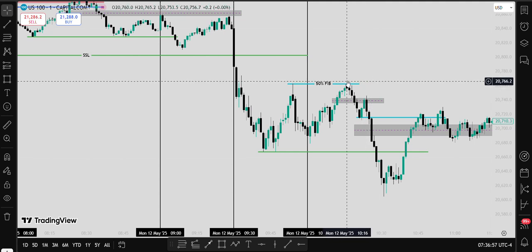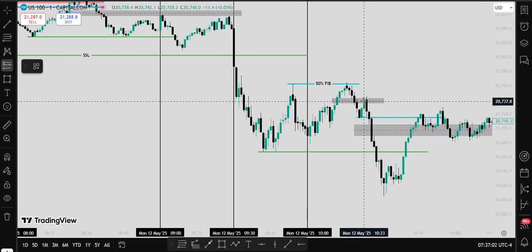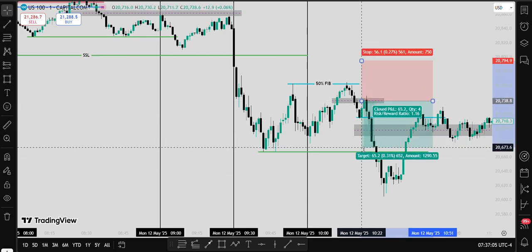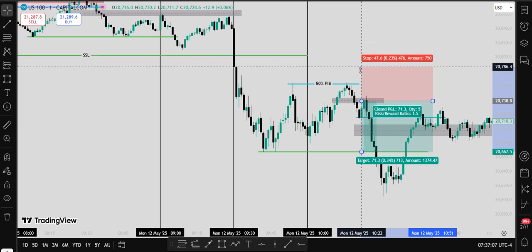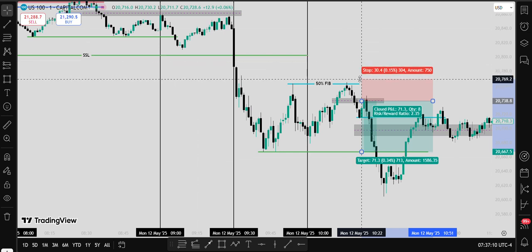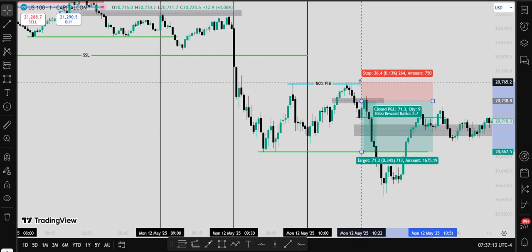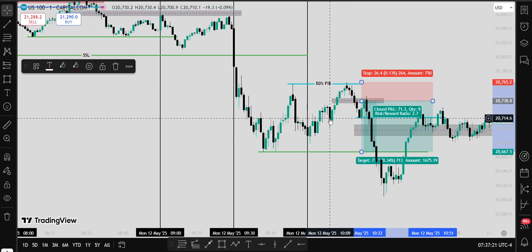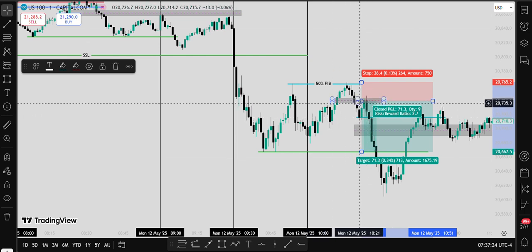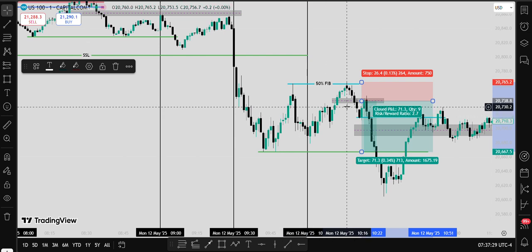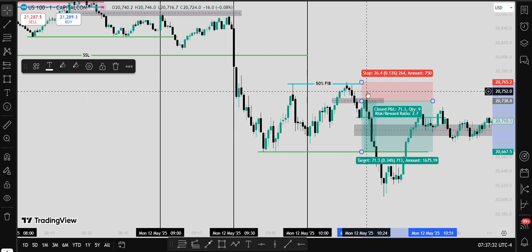I think so. Let us see, if we were to take a short right there and we target this area and our stop loss right above that previous high. The reason I'm putting it right here is because, as you can see, this is after the market open, meaning there's high volume coming in, so you'll have to give some room for the market to play.